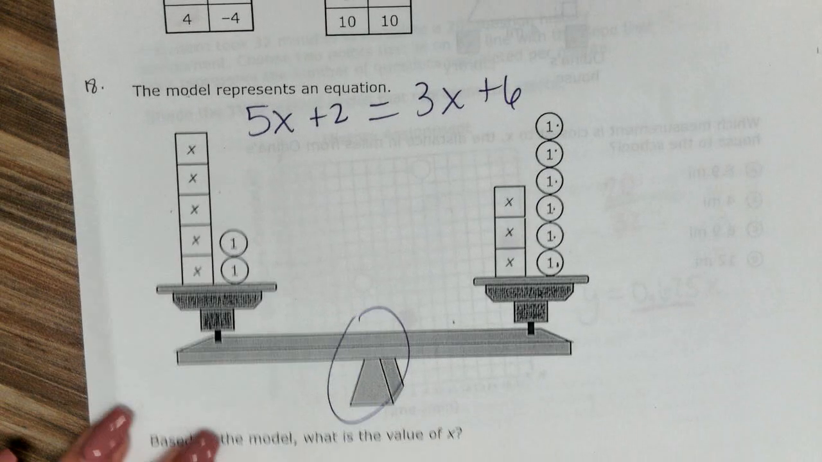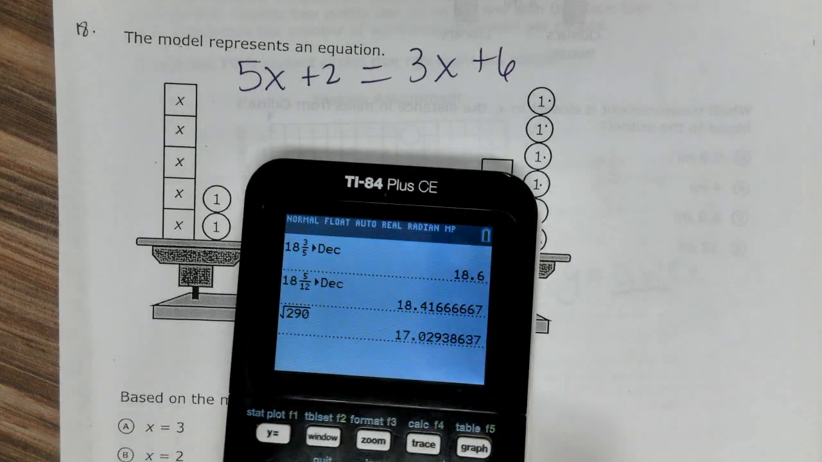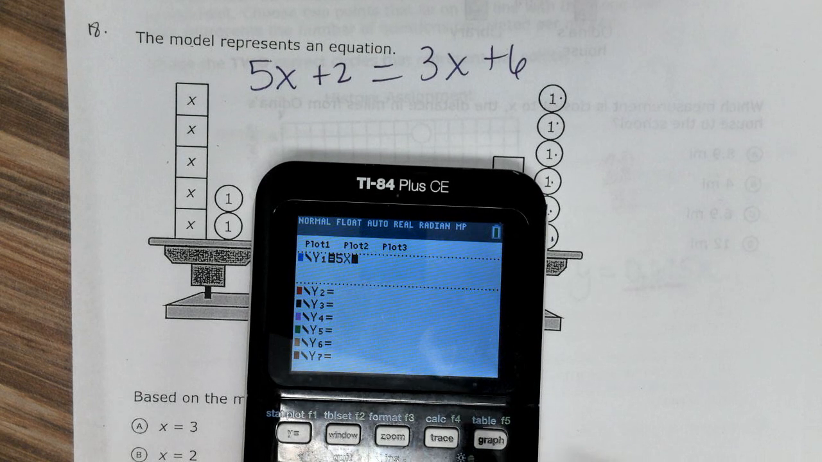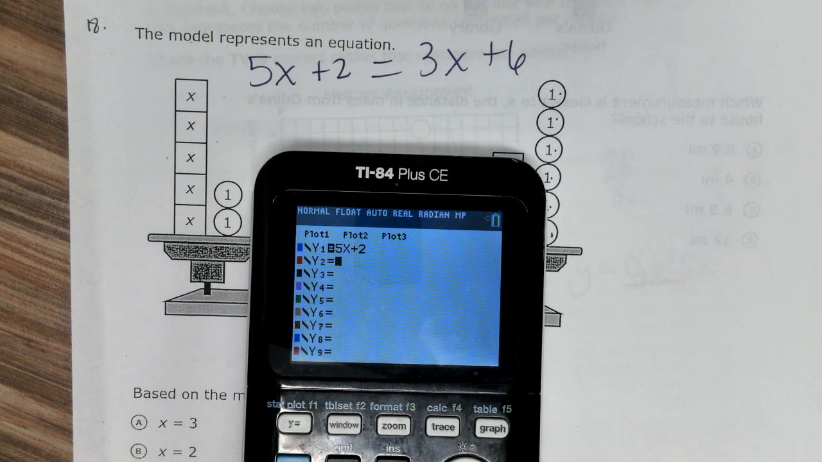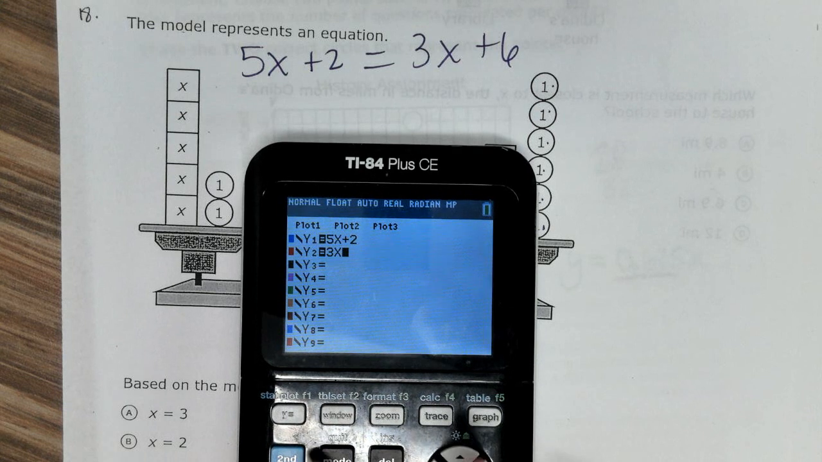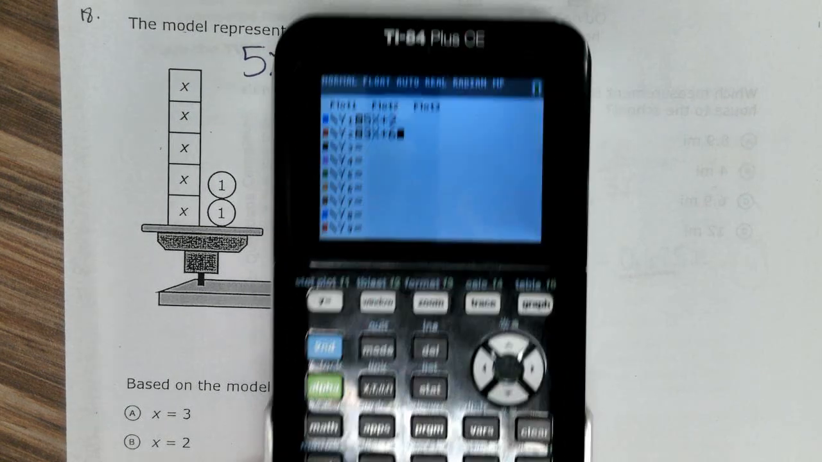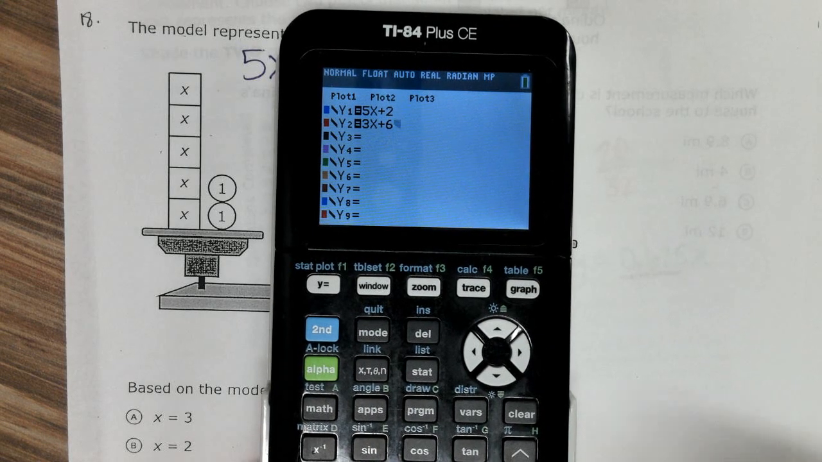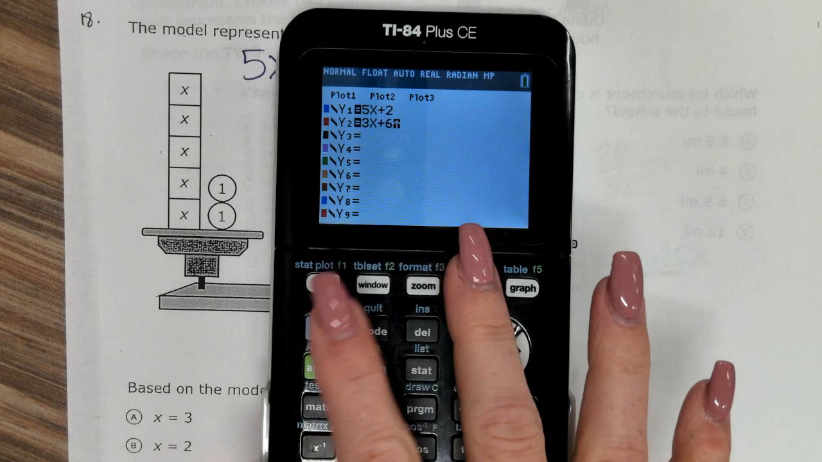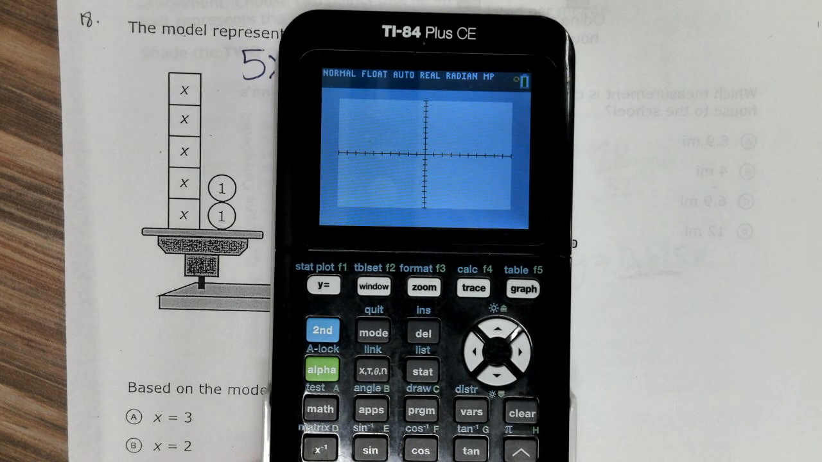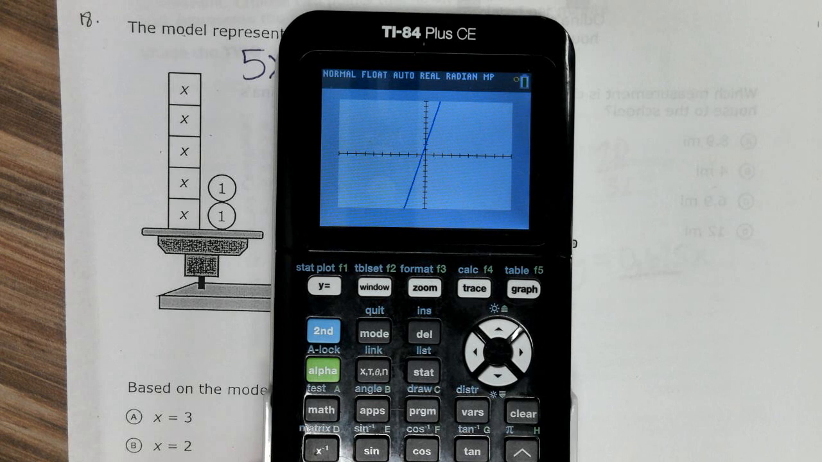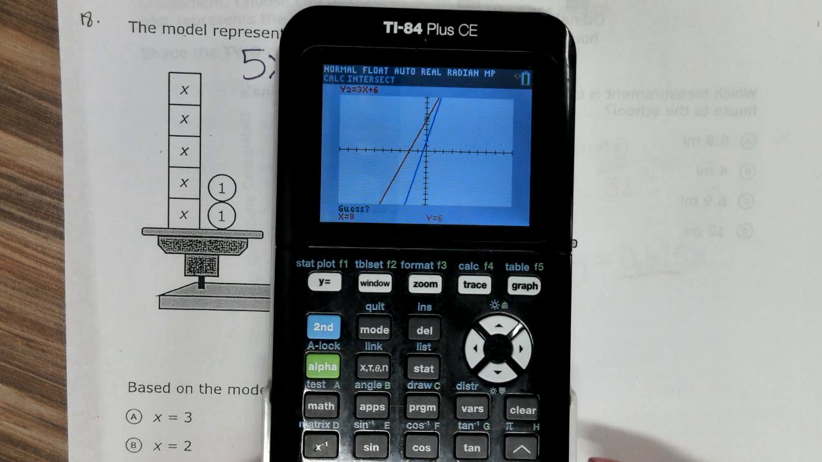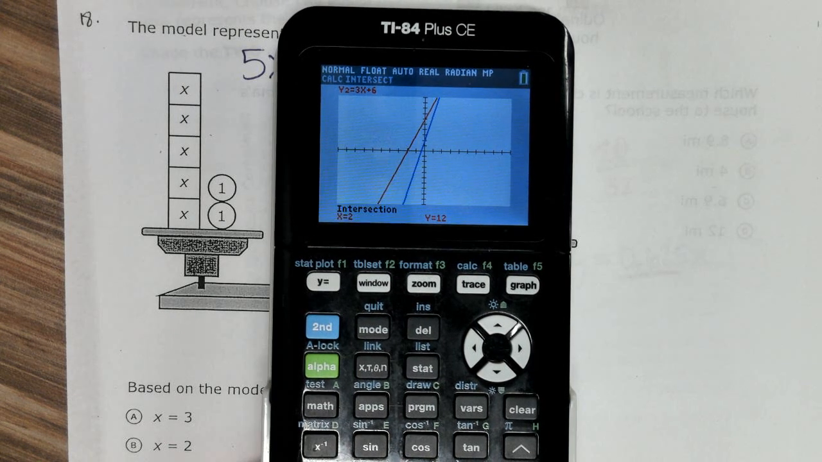Where do I solve an equation at? Y equals. So I'm going to go to y equals. I'm going to put in the left side, so 5x plus 2, and y1. I'm going to put the right side, 3x plus 6, and y2. Where do I go now? Not graph. Graph won't solve anything. Second trace. You want to calculate. So second trace, option 5, wait for it to graph. And remember, if you don't get the answer, you have to fix your windows. Enter, enter, enter. The answer is 2.